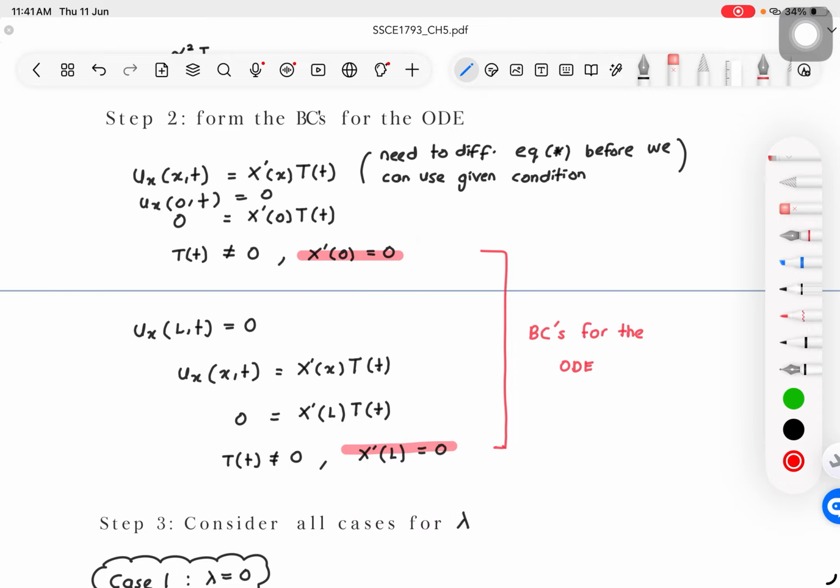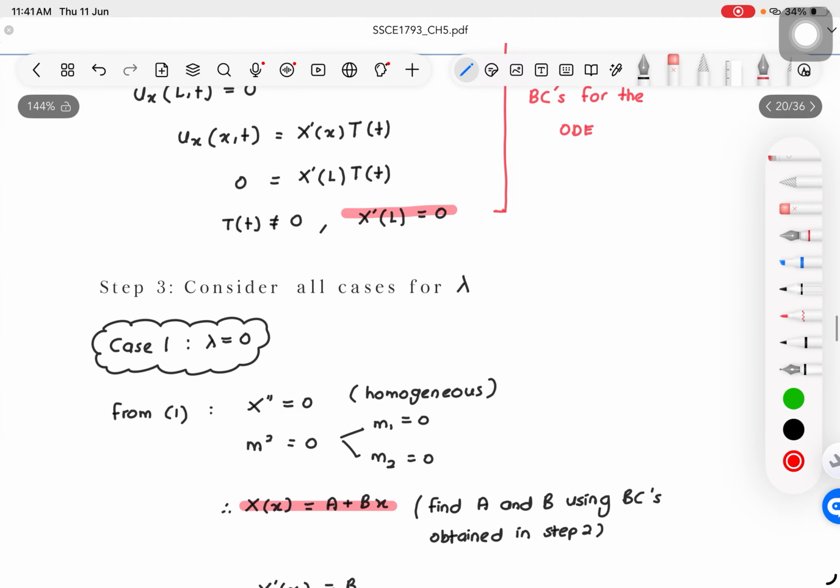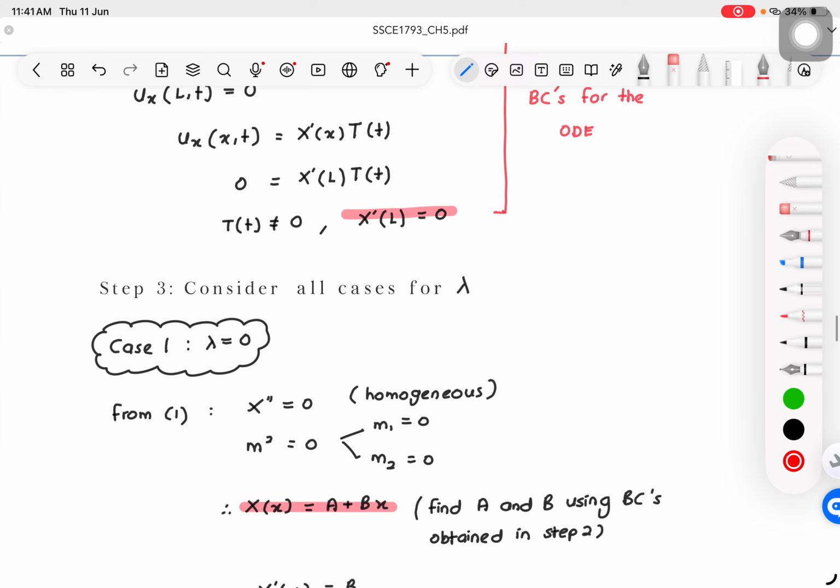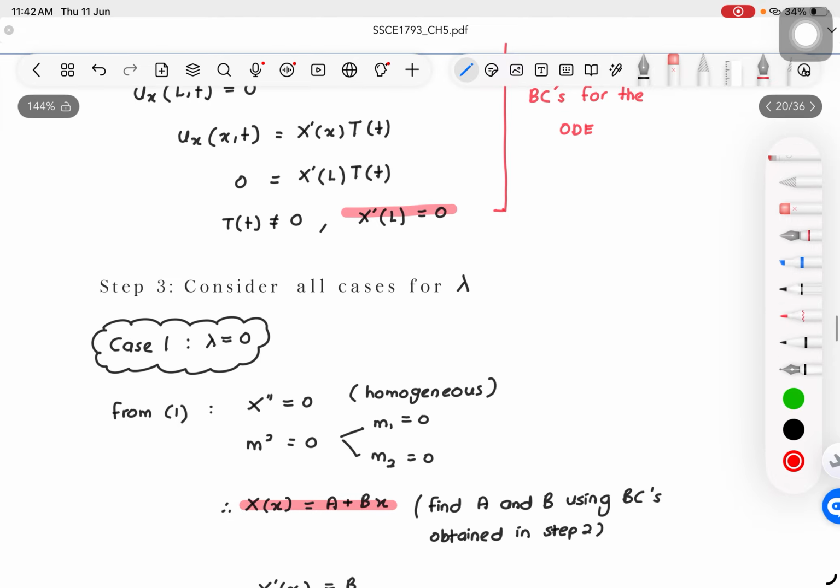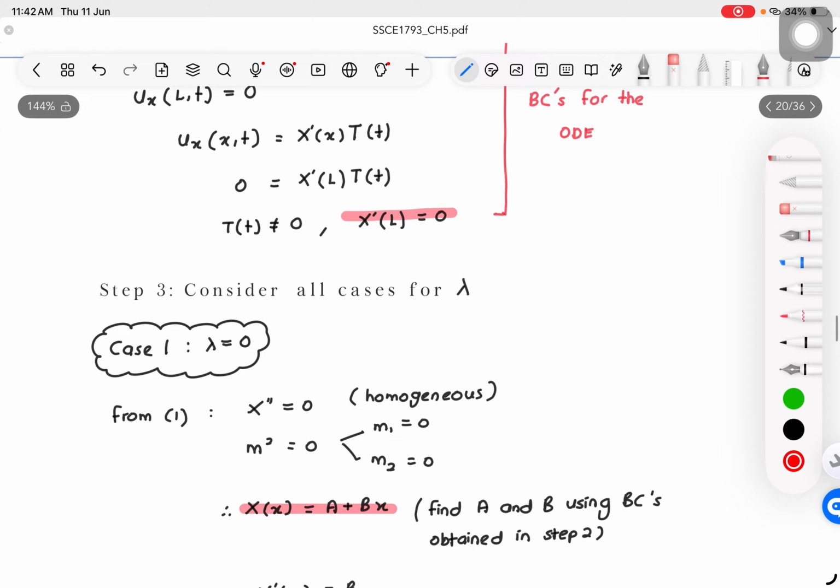Then we go to the third step. In step 3, we are going to consider all cases for lambda. You must check all cases. Even if in the first case, lambda equal to 0, you find the solution is accepted, you still need to check case 2 and case 3. Sometimes it is a combination of case 1 with case 3, or case 1 with case 2, or a combination of all. So you must check all.